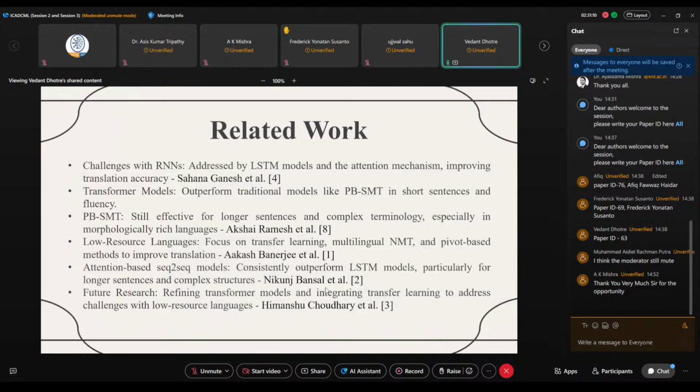And of course, there's some future research that has been conducted by Himanshu Chaudhary et al., which talks about the transformer models and how integrating transfer learning to address these low resource languages is shown as the future of NMT.